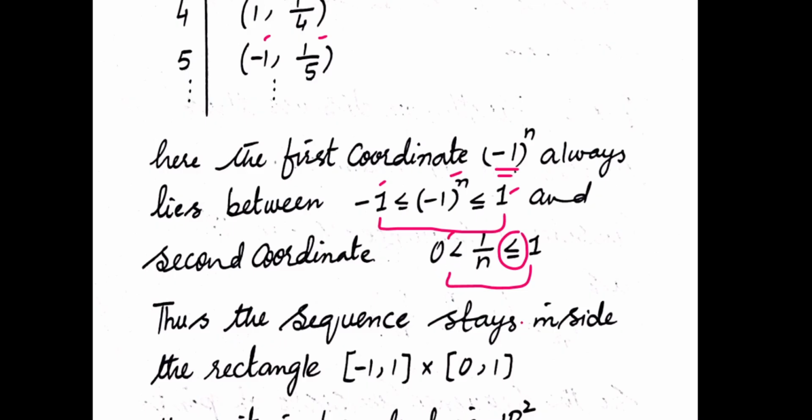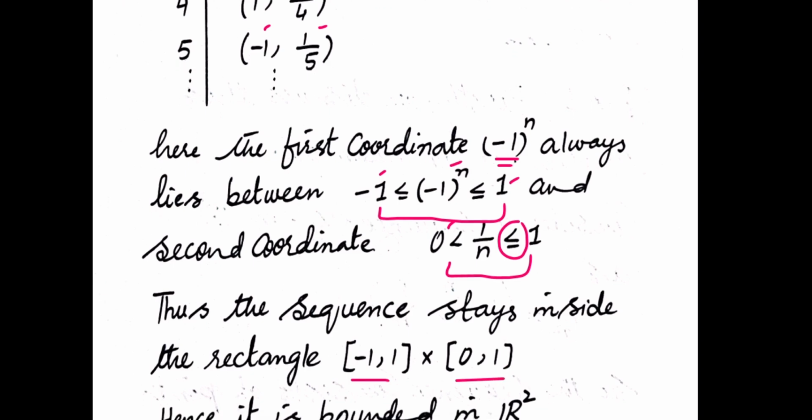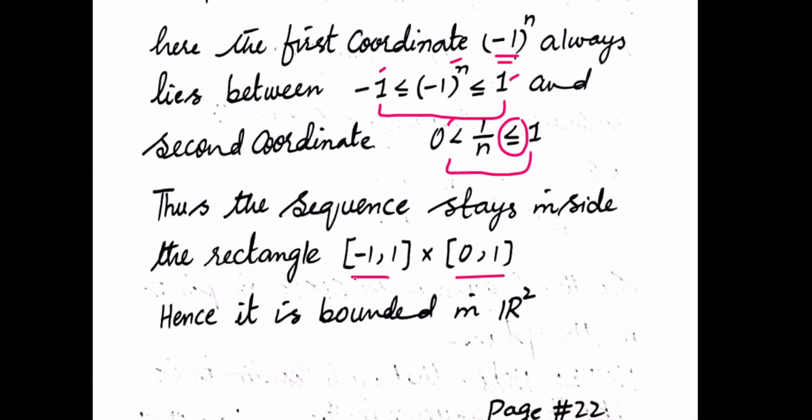Thus the sequence still lies inside the rectangle formed by the closed intervals minus 1 to plus 1 and 0 to 1. So this is the range of our sequence. This set represents the range of our sequence (-1)^n and 1 over n. And you know a rectangle is always bounded in R square. So I can say this sequence is a bounded sequence in R square.